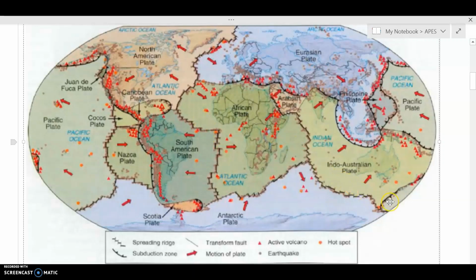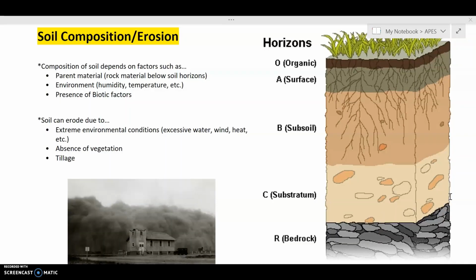So in some instances, we have a lot of convergent plate boundaries, and others we have a lot of divergent plate boundaries. And of course, wherever there's a lot of earthquakes, you should expect a lot of strike slip plate boundaries. Okay, now let's move on to soil composition and erosion.